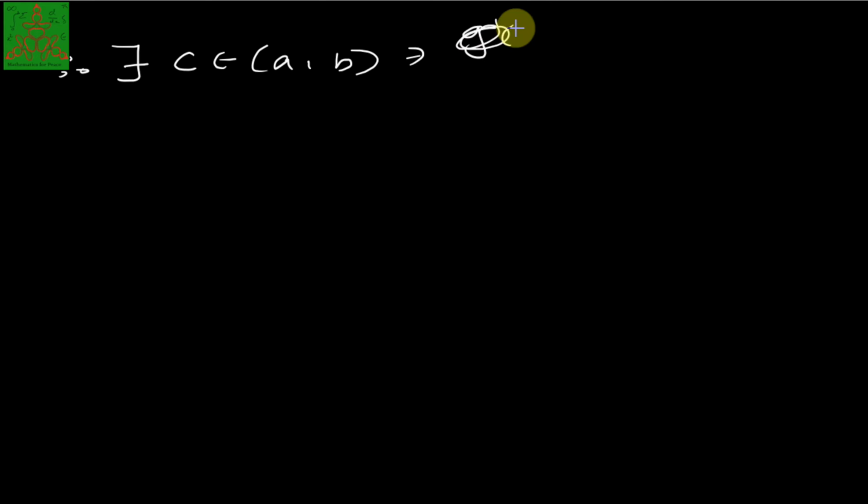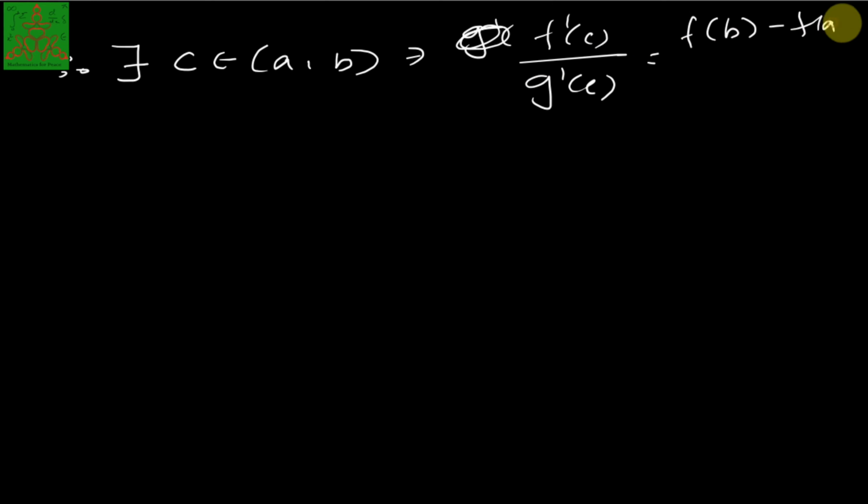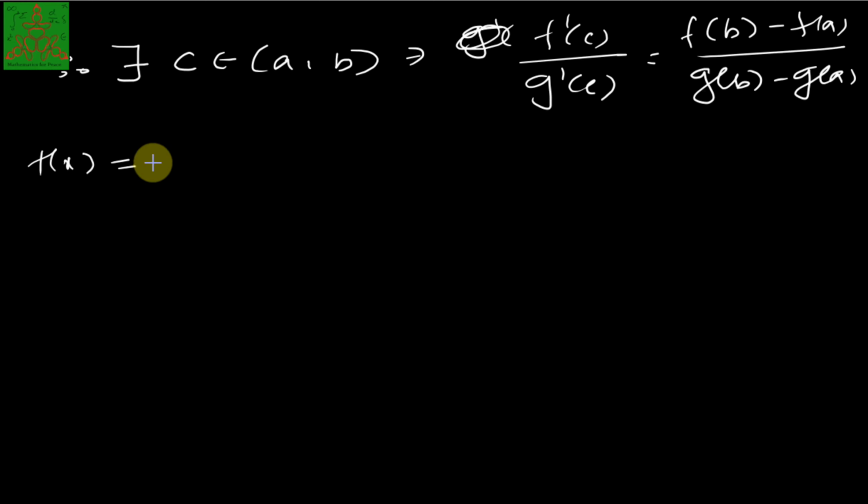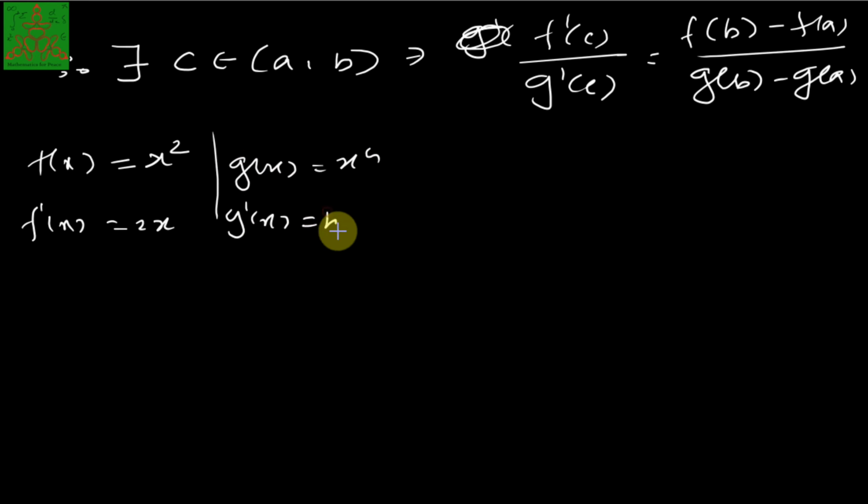Therefore, there exists C in between a and b such that f dash of C upon g dash of C is equal to f of b minus f of a upon g of b minus g of a. What was the function f here? The function f is x square, so f dash of x is 2x. The function g is x power 4, so g dash of x is 4x cube.